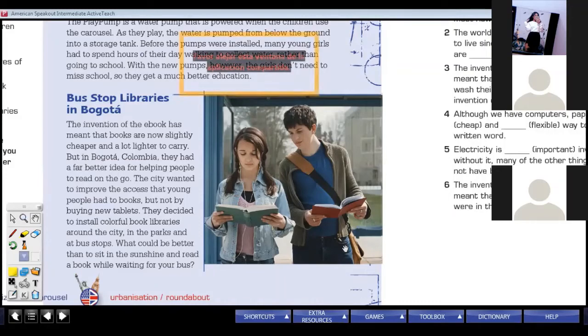The city wanted to improve the access that young people had to books. So, by buying new tablets, they decided to install colorful book libraries around the city, in the parks and at bus stops. What could be better than to sit in the sunshine and read a book while waiting for your bus?